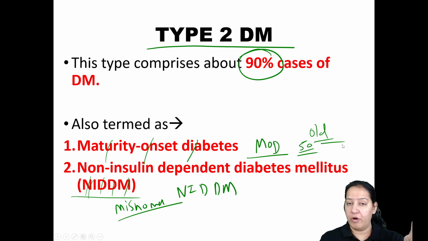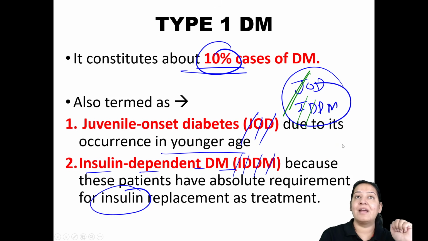Metformin is the drug of choice. And if it is not controlled, even with metformin and other oral hypoglycemic agents, even after lifestyle modification, exercise, diet control, then the last option is insulin. It is not that insulin is not given in the treatment. It is given, but it's a last resort, not the first resort like it was in type 1.